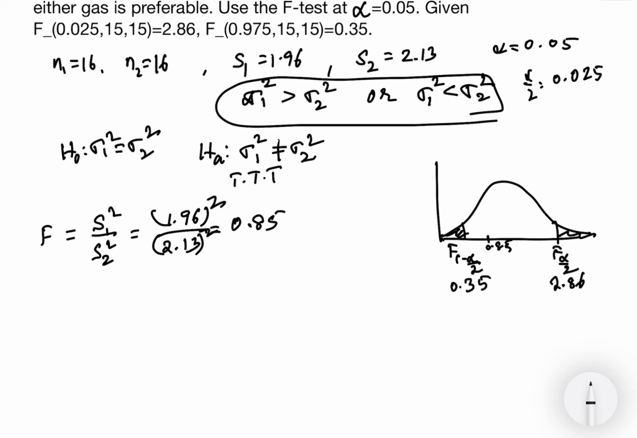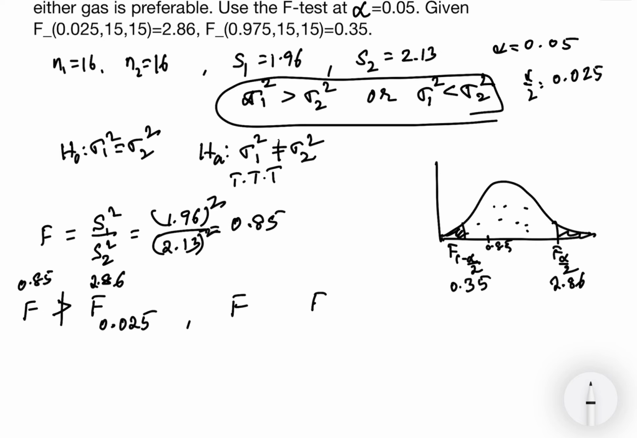So that means we are going to accept the hypothesis. But let us compare this F with F 0.025. So here F is 0.85, and F 0.025 is 2.86, and we are checking whether F is greater than, and certainly F 0.85 is not greater than 2.86. So therefore we do not reject the hypothesis.